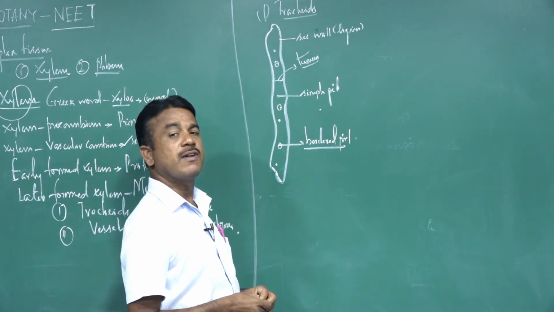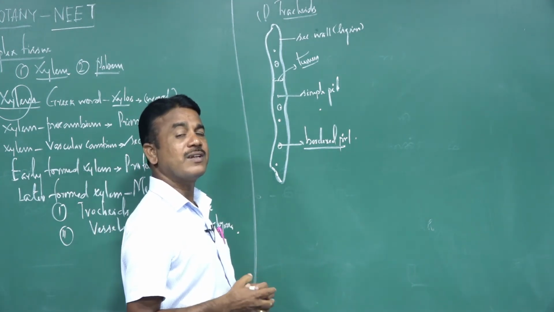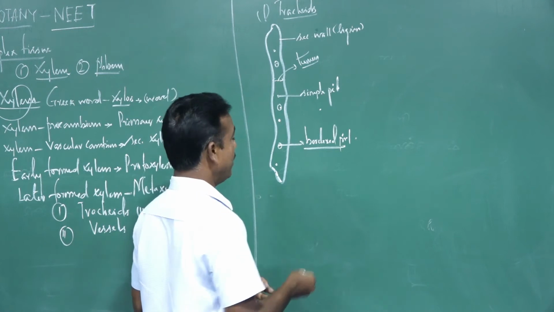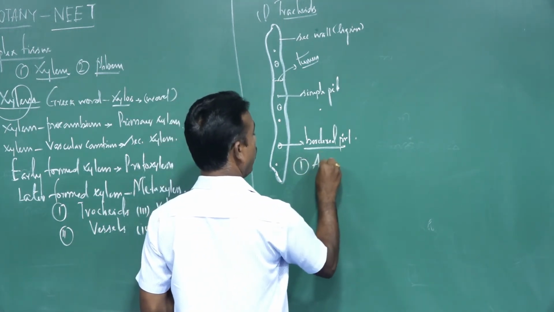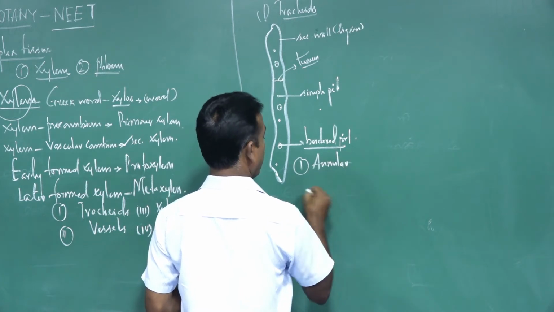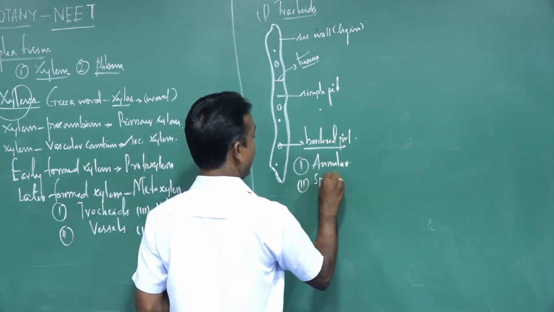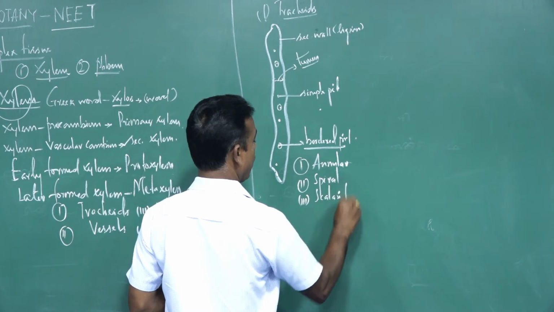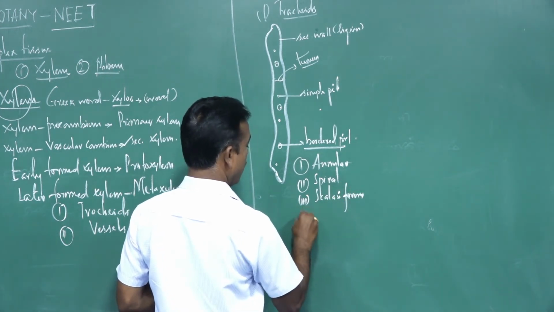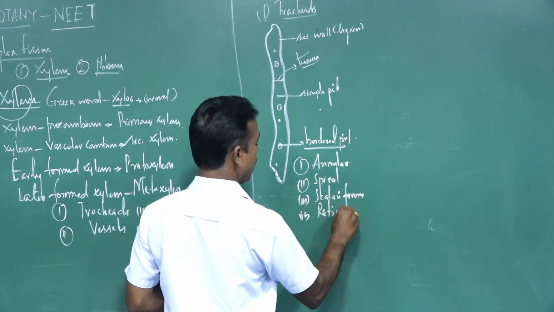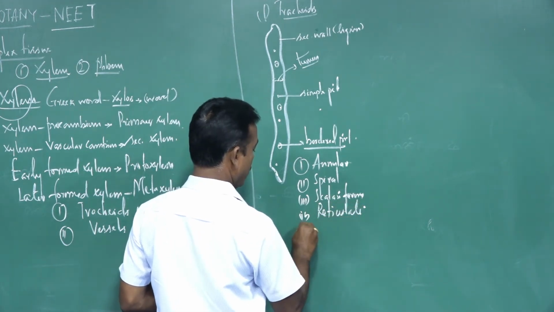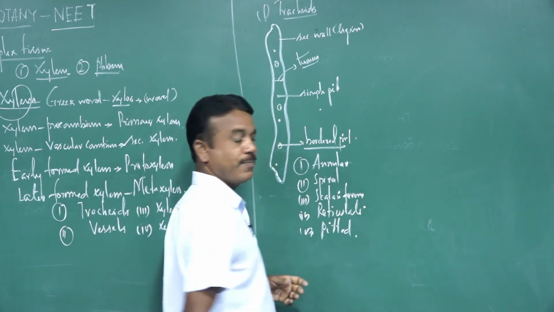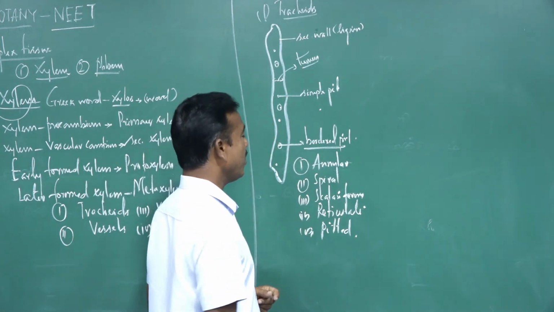Due to deposition of secondary wall substances, there are different kinds of cell wall thickening inside the tracheid structure, namely annular, spiral, scalariform, reticulate, pitted. There are different kinds of cell wall thickenings. What are they called? Annular.